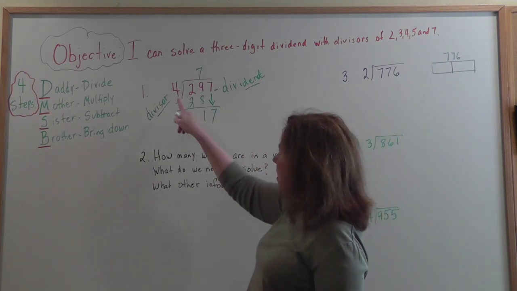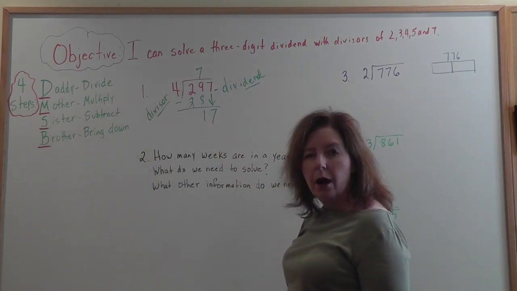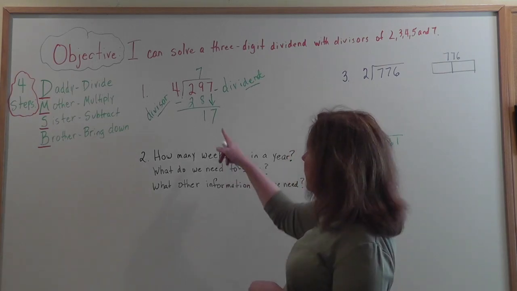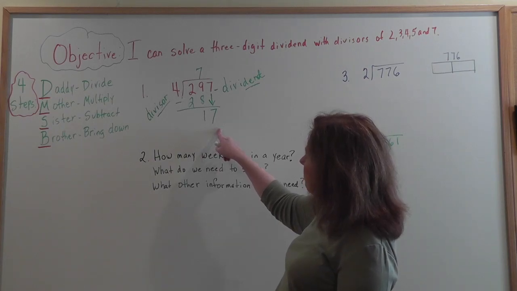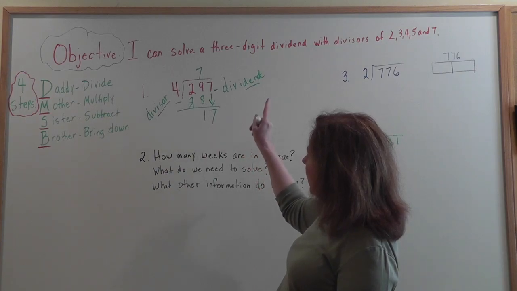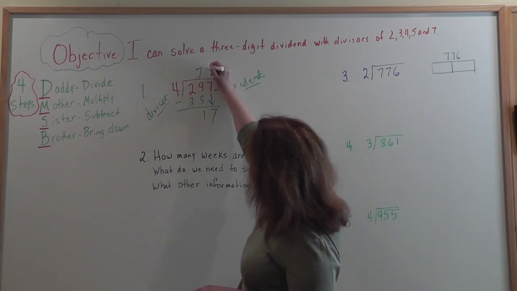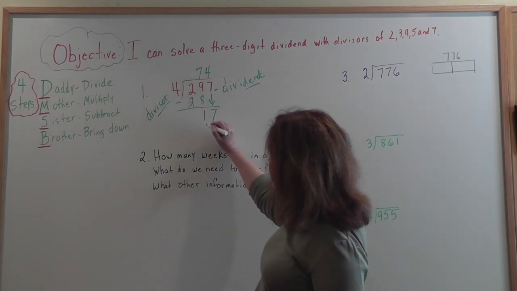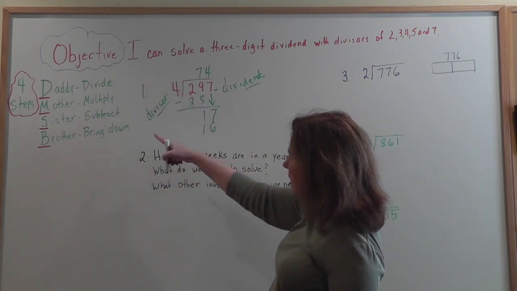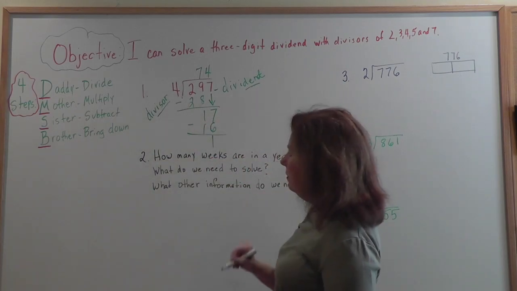I'm going to divide 4 into 17. So I think how many groups of 4 can go into 17 without going over? You can't go over the number. Okay? So I think, let's see. 4 times 5 is 20, so that would be too much. So 4 times 4 is 16. So I'm going to put 16 here. 4 times 4 is 16. Now I'm going to subtract. And I'm going to get 1 here.